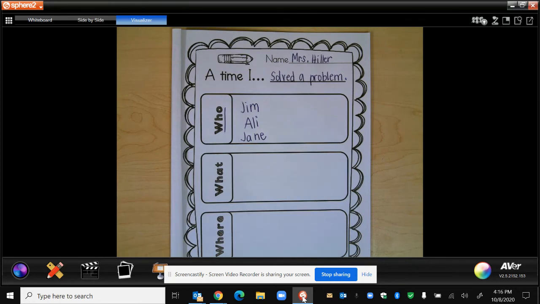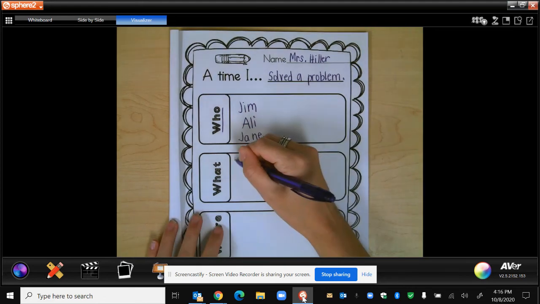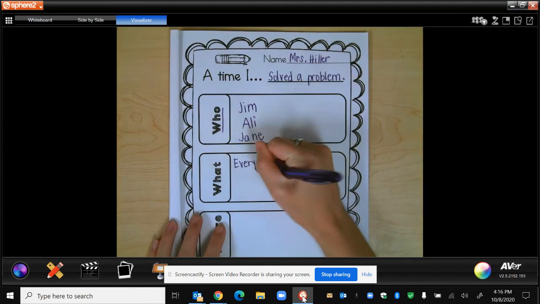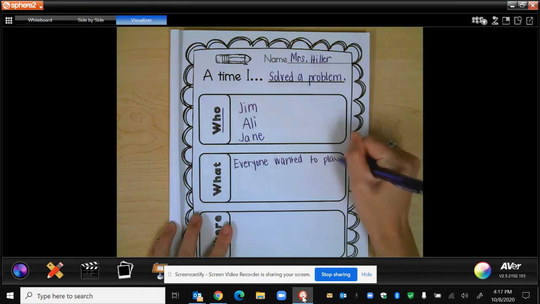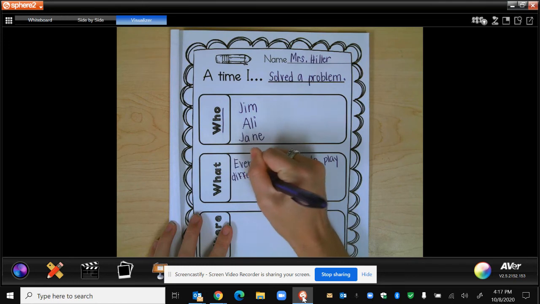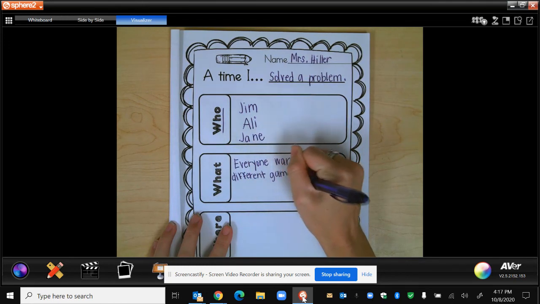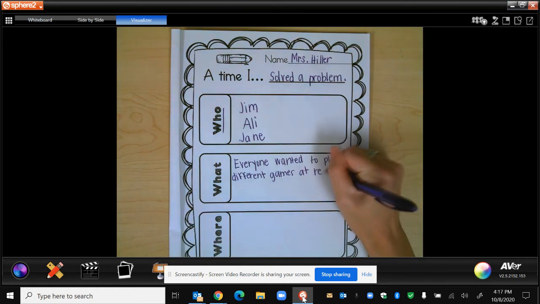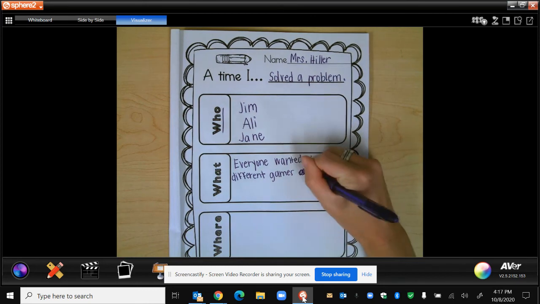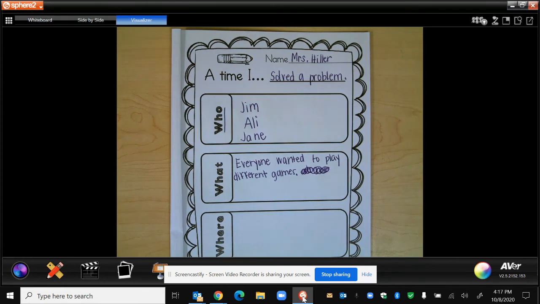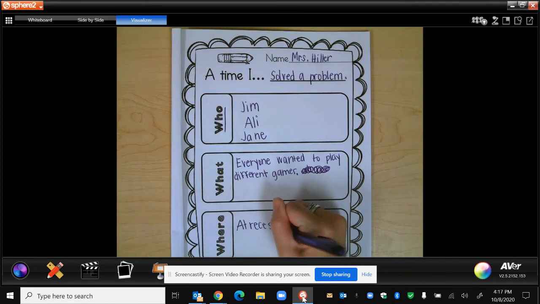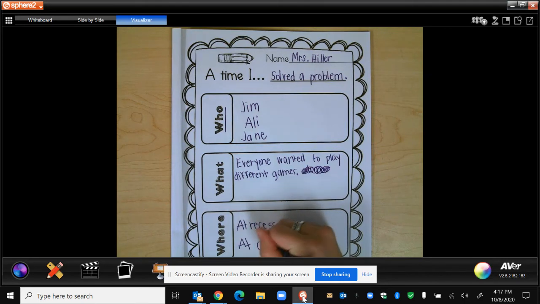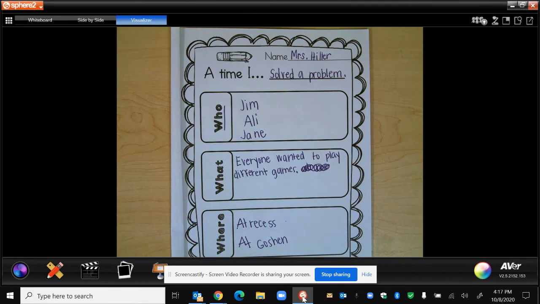Okay, then what happened? What was happening for this problem? Okay, so I'm going to say everyone wanted to play different games at recess. Oh, wait, I'm not going to write that yet. I'm going to write that down here in the where. Where did this happen? At recess. I'll put at Goshen. That's where this happened.